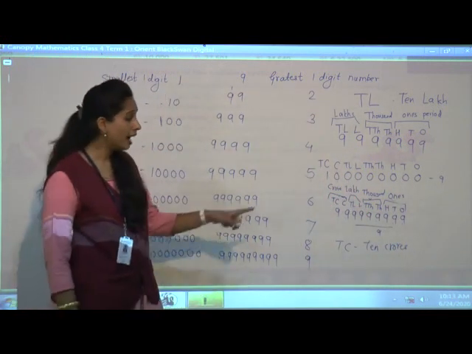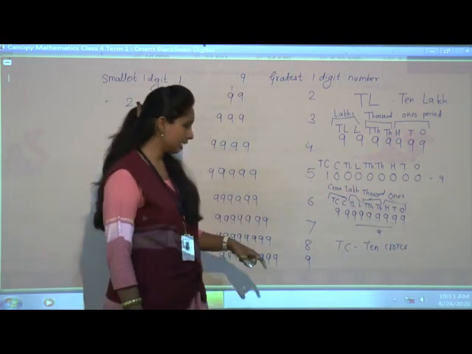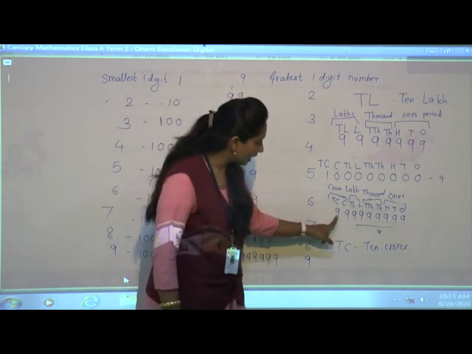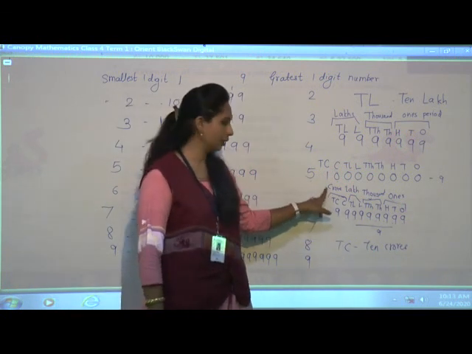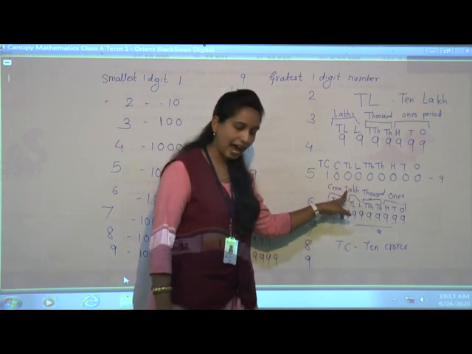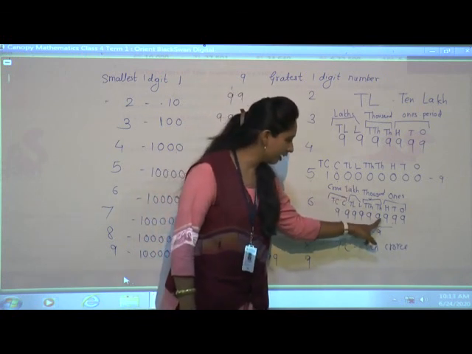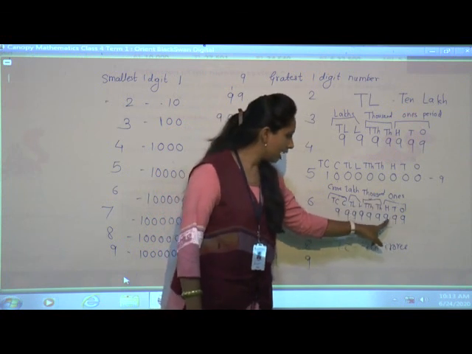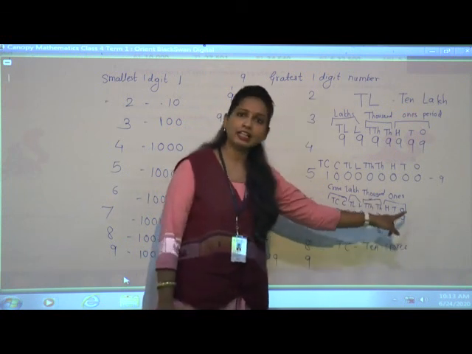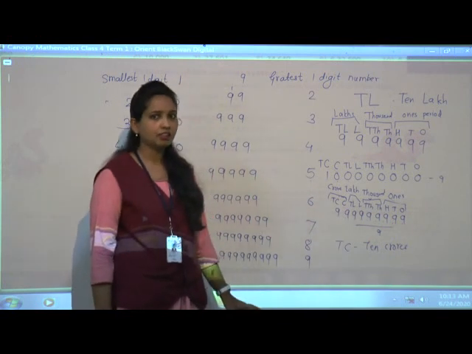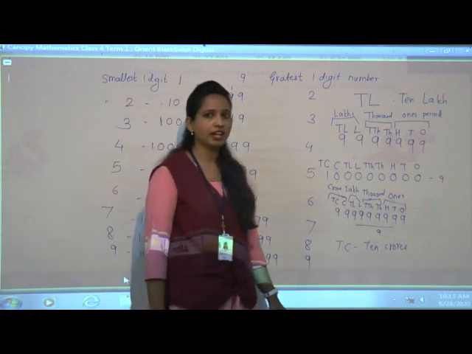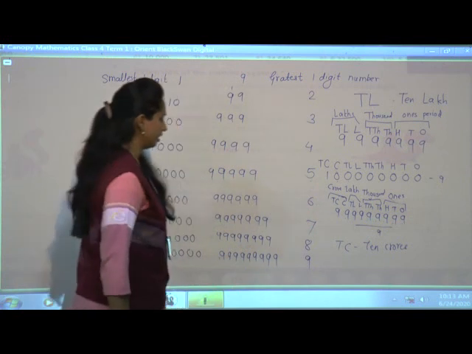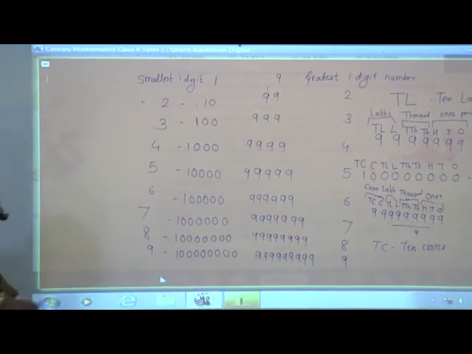Now how to read this number? Let us read. See, 99 crore, 99 lakhs, 999,999. Are you getting it? Yes. Is it clear, everyone? Yes. Now I would like to tell you something.